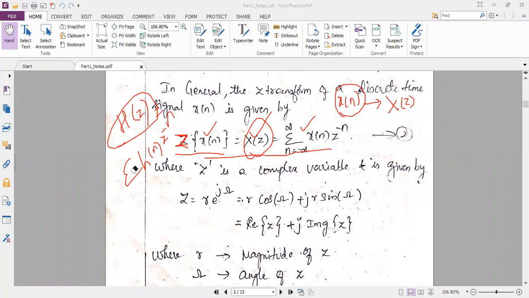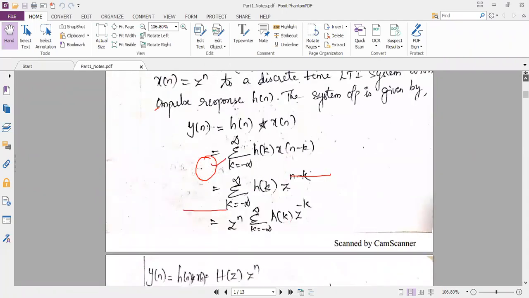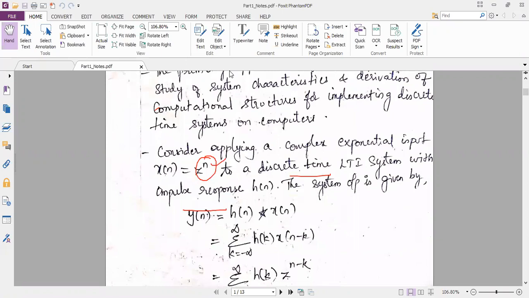If x of n is the input, then its z transform is x of z is equal to summation n equal to minus infinity to plus infinity x of n z power minus n. So in the very first line itself, we have told z is nothing but a complex exponential term. Initially I have told here z is a complex exponential, input is a complex exponential, but here I have not shown it in terms of e power. So instead I have taken z power.